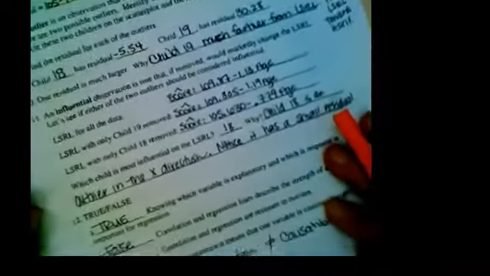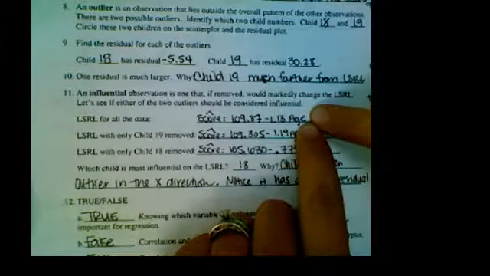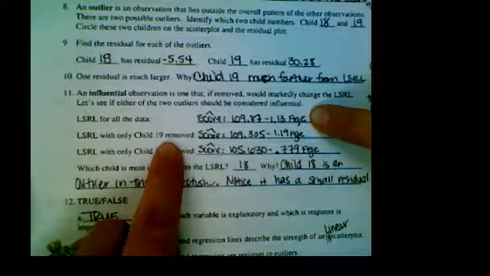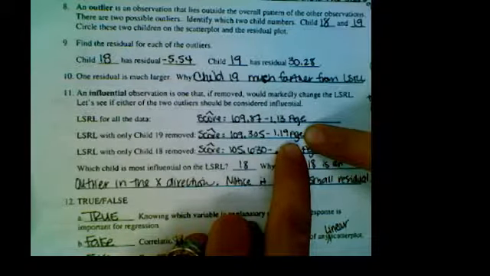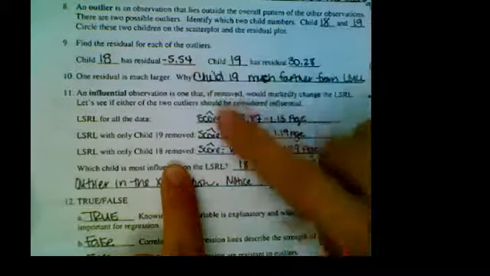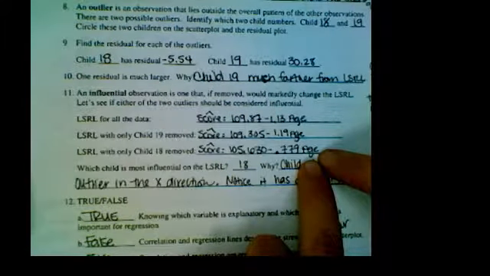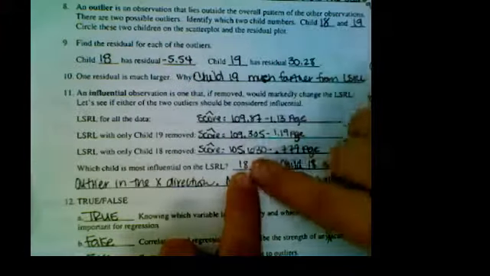An influential observation is one that, if removed, would markedly change the least squares regression line. Let's see if either of the two outliers should be considered influential. Here is our equation that we're starting with. If we take child 19 out, the one that had the massive residual, this is our new equation. It's actually fairly similar. If we take 18 out, the one that had the smaller residual, it actually changes quite a bit, right? So 18, even though it was a smaller residual, is way more influential.